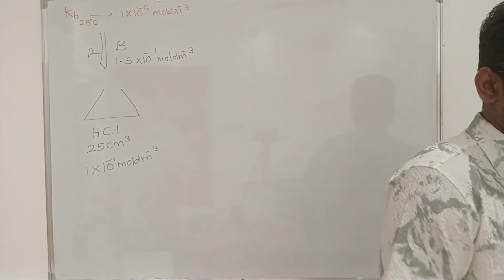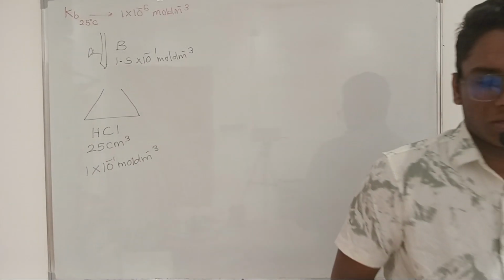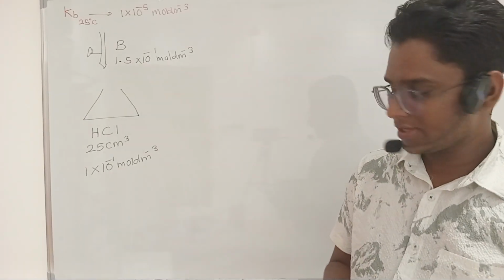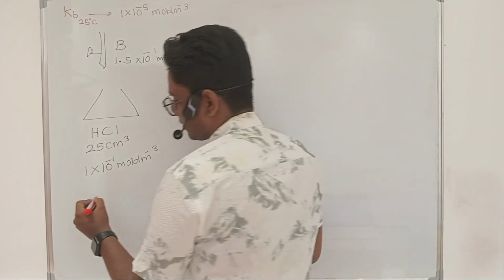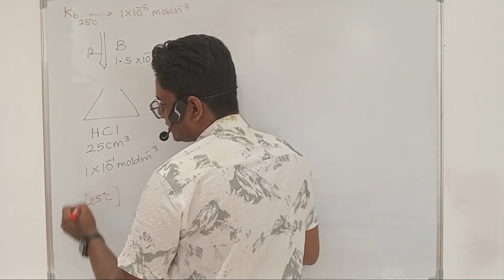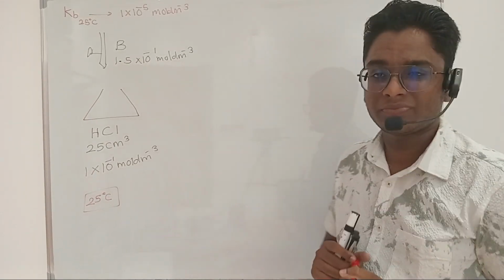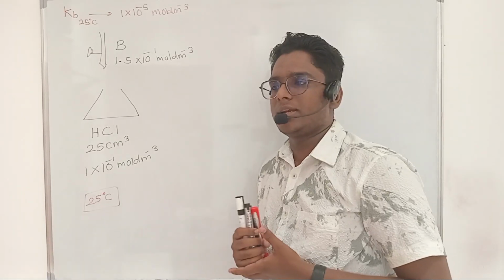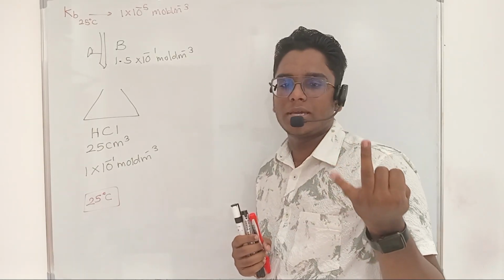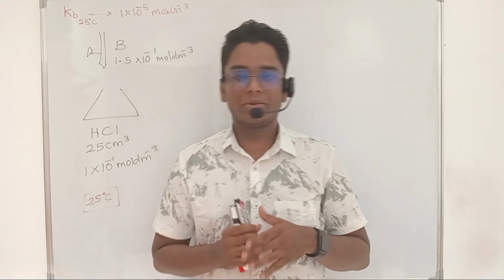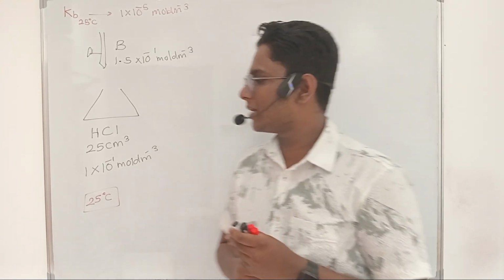And they are saying all the experiments were conducted at 25 degrees Celsius. Now why have they given this temperature? What is the reason for this? You all know, guys. If you take equilibrium constants, Kp, Kc, Ksp, Ka, Kb, anything, all of them depend on temperature.